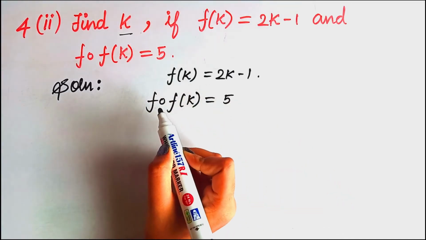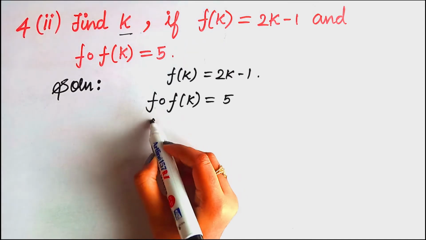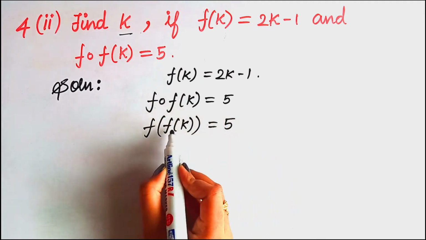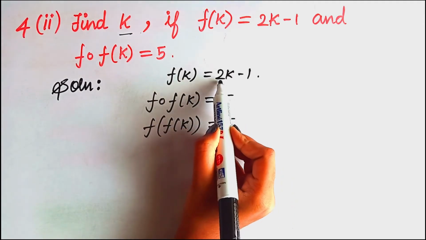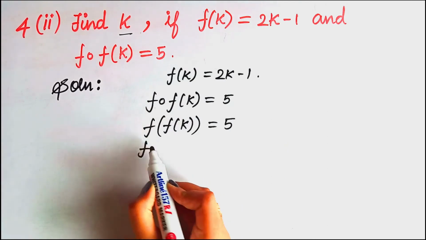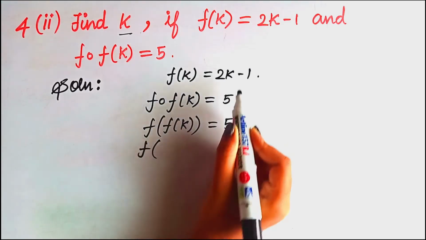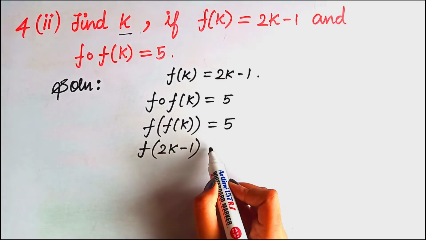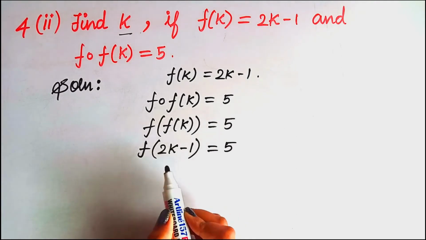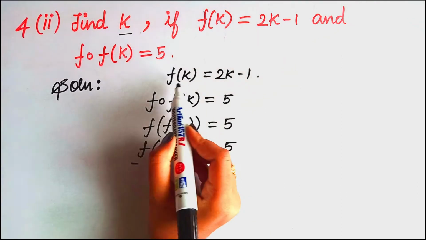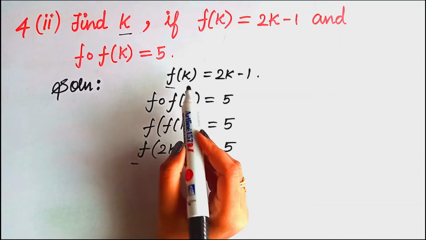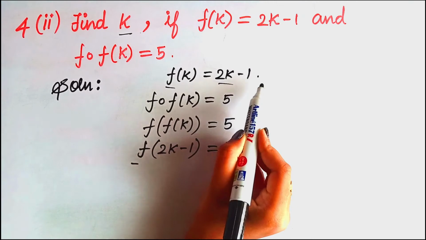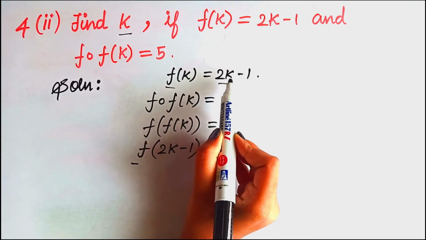Right, so by the definition of composition of function, you can write this as f of f of k, right? Now, in the place of the inner f of k, you can substitute the value of f of k, which is 2k minus 1. So let's substitute it. In the place of f of k, we write f of 2k minus 1 is equal to 5, right? Now, here there is a function f, and here there is a function f, and the only difference is in the place of k we have 2k minus 1, right? So what you have to do in this equation, in the place of k, you are going to substitute 2k minus 1.